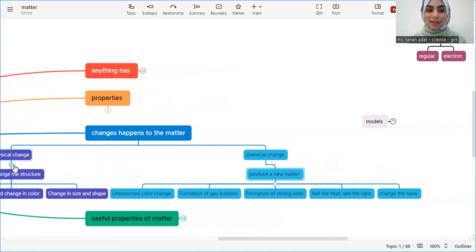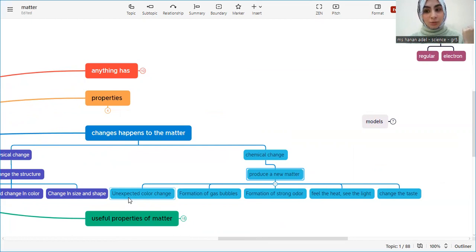What about now the chemical change? We have 5 evidence to detect the chemical change. Unexpected change in color. This is unexpected, so don't forget this one. This is a big difference between the physical and chemical. Unexpected means you put a color, but it gives you another color.